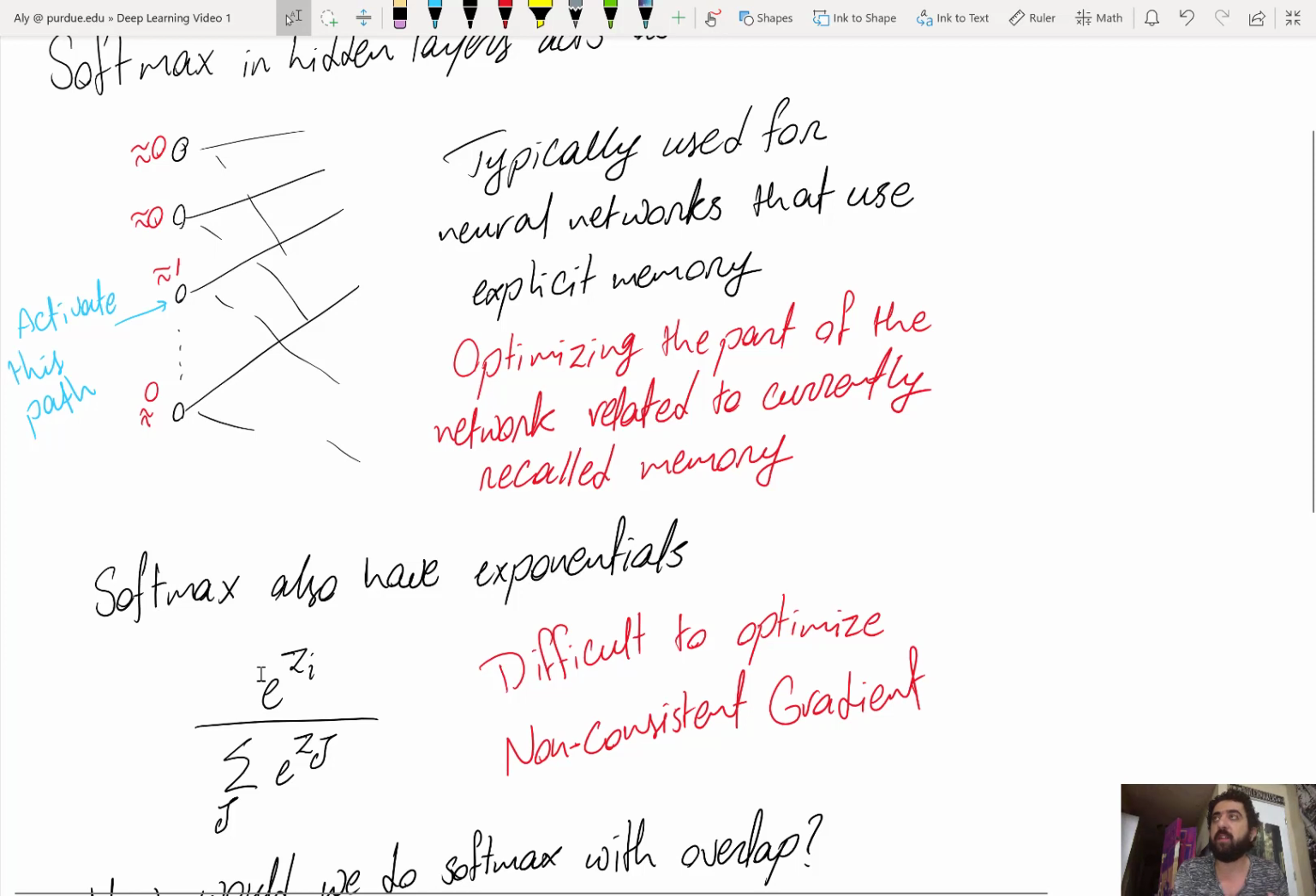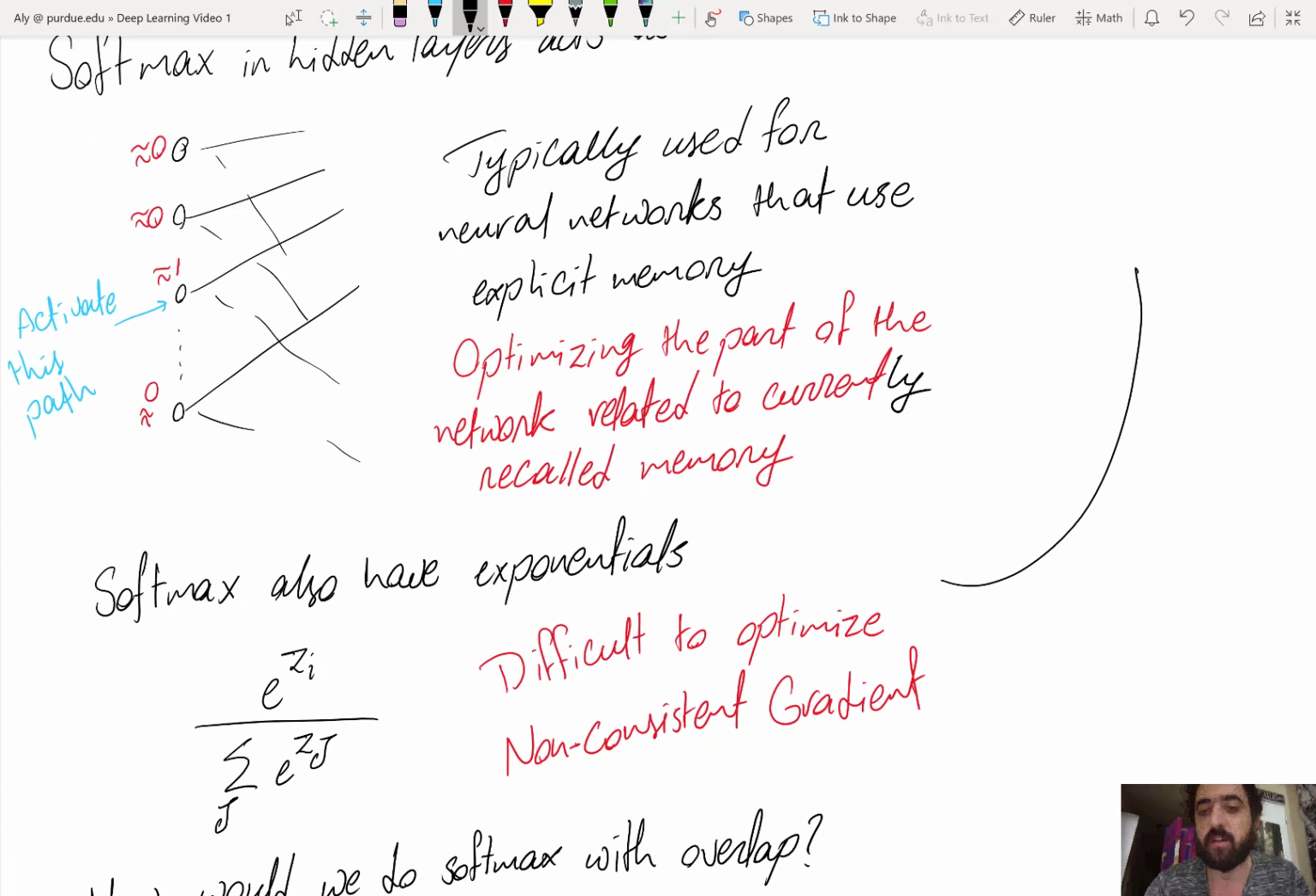Now, the exponential by itself, if you use softmax as a hidden layer activation, is difficult to optimize because the gradient direction is not consistent at all. The exponential goes up very quickly. For example, if I have an exponential function, it looks like this, and the gradient here looks like this, the gradient here looks like this, and so on. So the gradient direction changes very quickly. This is one clear difference from maxout. Maxout is a piecewise linear function, while here this is an exponential function.